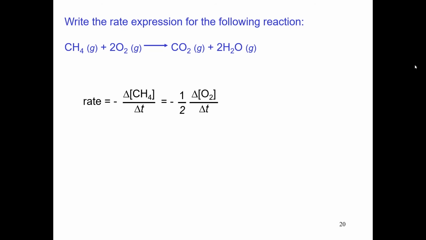Now, if we are measuring the appearance of CO2, then simply the rate expression would be delta CO2 over delta t. That is already positive because CO2 would be increasing and therefore delta CO2 would be positive already. However, if our measurement is going to be to detect the appearance or production of H2O, of water, take into account that there is a coefficient of 2 in here. And so when we write the rate expression, we're going to have to put a factor again of 1/2 times the change in concentration of water over time.